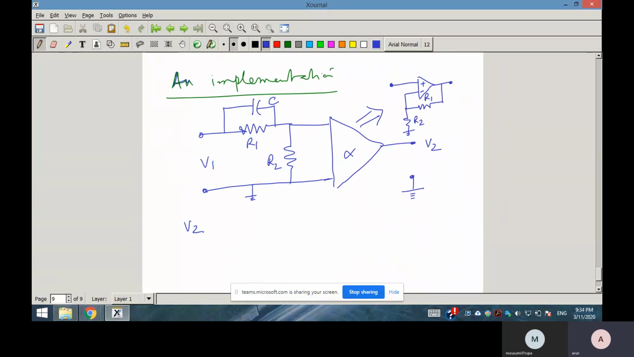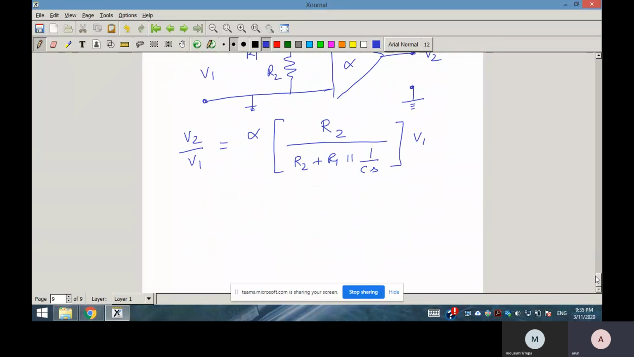So what is your V2 by V1? V2 by V1 will be equal to alpha, you can easily see that is the factor. And what is the current? The current through this one is V1 divided by R2 plus R1 parallel 1 by CS. So now what is the voltage then? The voltage will be R2, V2 will be R2 divided by this, into the current.